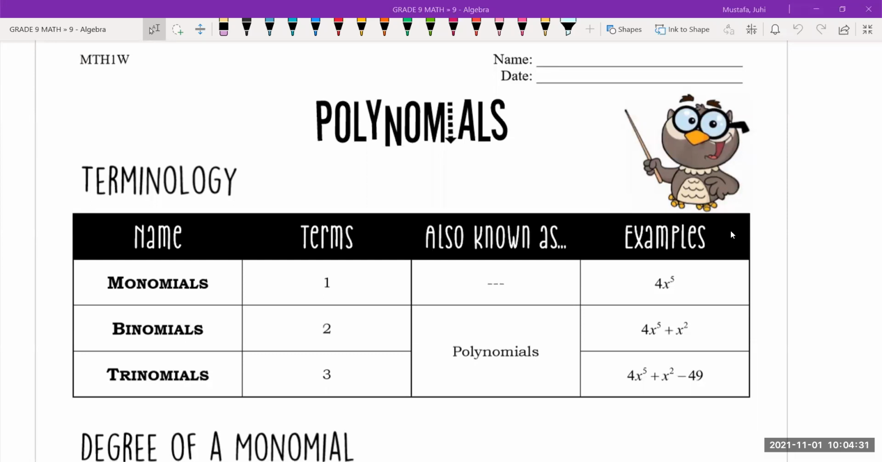There are a couple of terms that we use when we're describing polynomials, or when we're describing expressions. If you have only one term, that is called a monomial. So for example, if you have something like 4x to the power of 5, it's just one term, I'm going to call this a monomial. If you have 2 terms, like 4x to the power of 5 plus x squared, that is called a binomial because it has 2 terms. And if you have three terms, like this example here, that is called a trinomial.